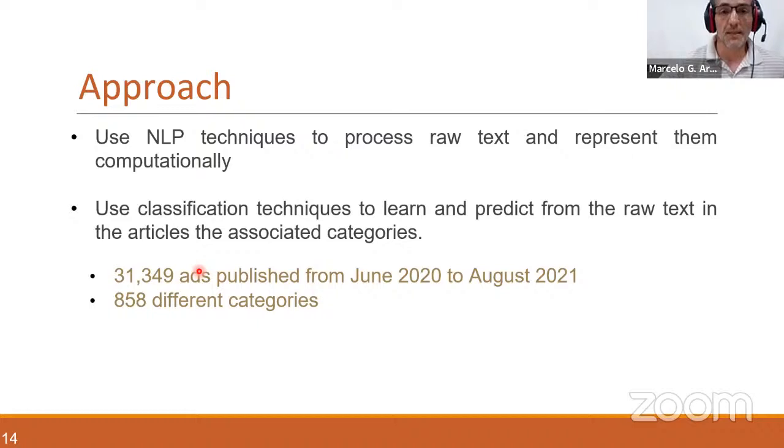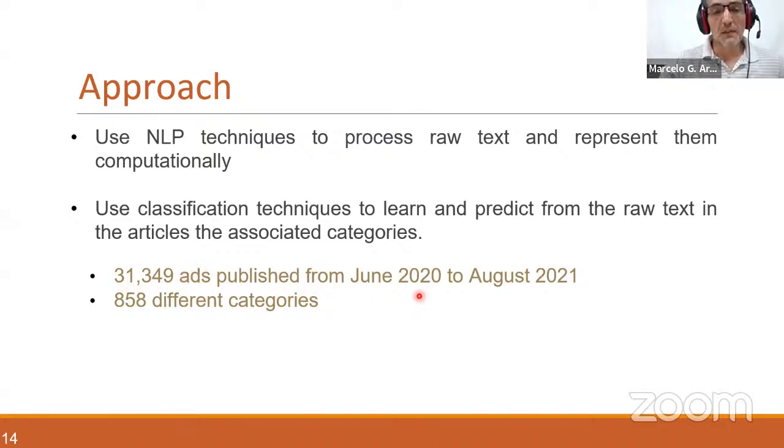With these techniques, we represent this raw text in a form that is understandable computationally. And then we used classification techniques to learn and predict from this information the categories that might be associated to each ad.